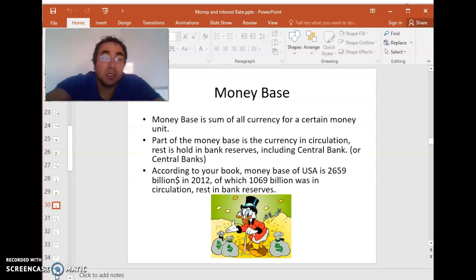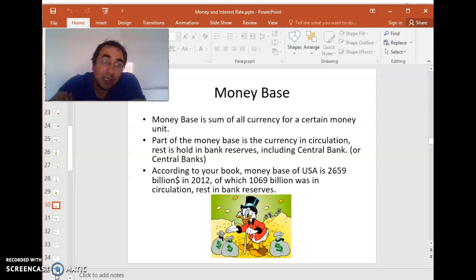And now we should get to another concept, which is called base money. That's actually the sum of the fiat money outside of the central bank. If the central bank is holding that base money, that paper, then it is not money base. But if that money is out of the central bank's hand, then it is money base. It's part of the money base.